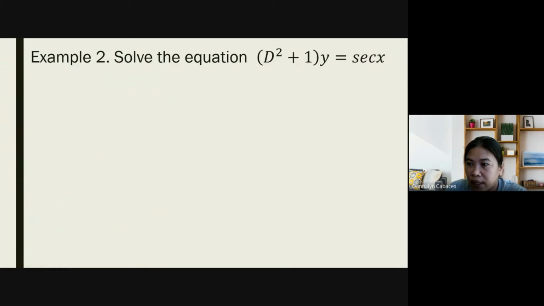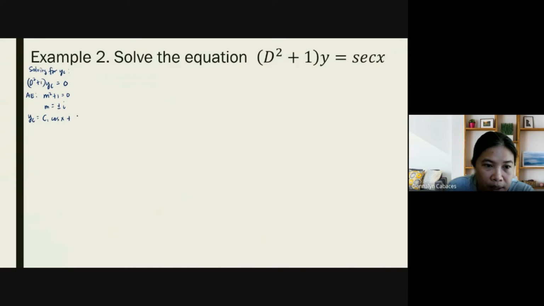Now we go to the next example that we had last time using reduction of order. D squared plus 1 times y is equal to secant x. So solving for yc first, you have d squared plus 1 times yc is equal to 0. Our auxiliary equation, m squared plus 1 is equal to 0. Therefore, m is equal to plus or minus i. And our yc is c1 cosine x plus c2 sine x.